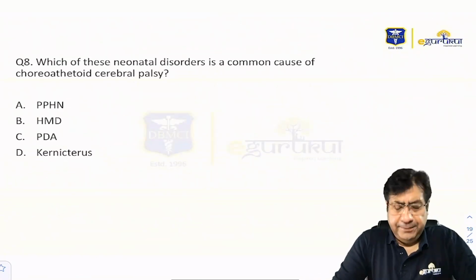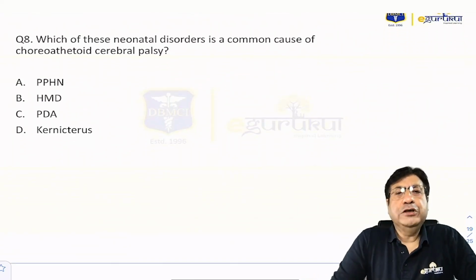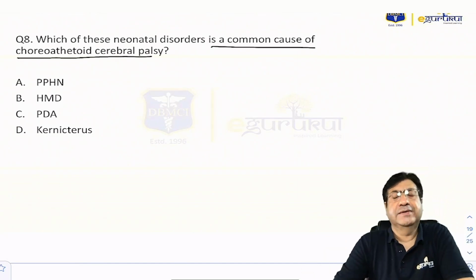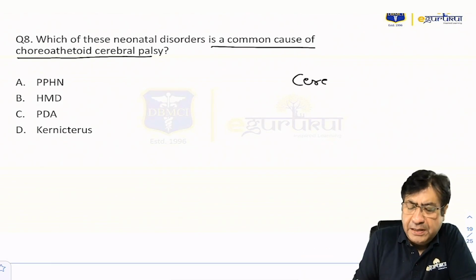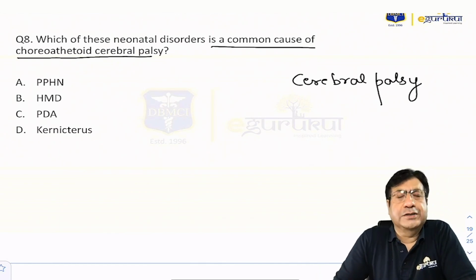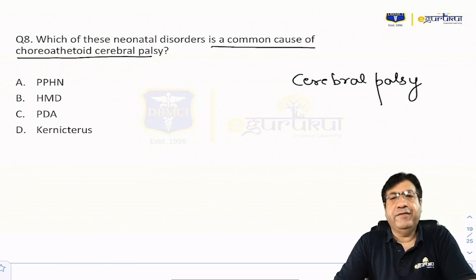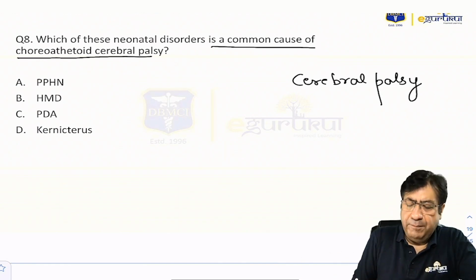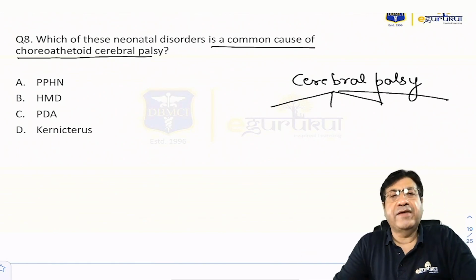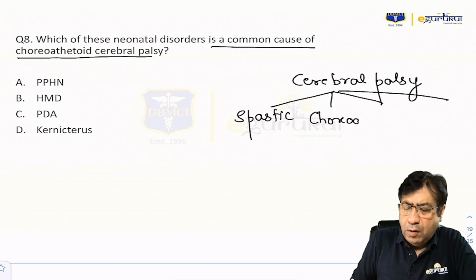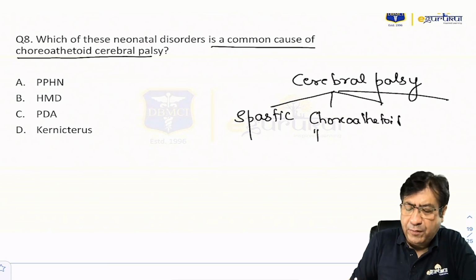Coming to question number 8. Now question number 8 says, which of these neonatal disorders is a common cause of choreoathetoid cerebral palsy? Now, in my classes, I've discussed cerebral palsy, which is a non-progressive neuromotor disorder associated with injury to the brain very early in life. And there are various causes of cerebral palsies in children. Broadly, I told in my classes that cerebral palsies are divided into 4 broad categories: a spastic form of cerebral palsy, then a choreoathetoid, also called a dyskinetic type of cerebral palsy.